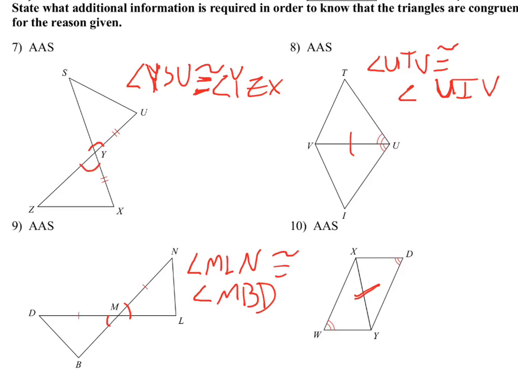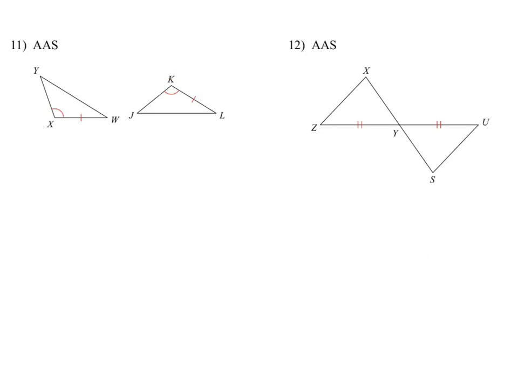Just to have things kind of match up on the picture, let's have this angle congruent to this one, just so the picture makes a little bit more sense. So we have angle WXY congruent to angle DYX. And that's what we need still to have the angle, side congruence.